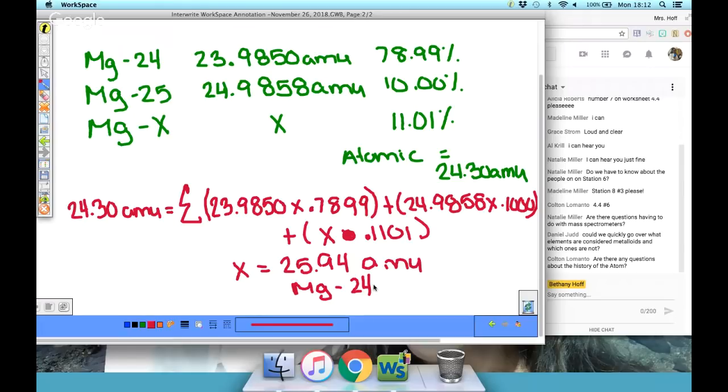Daniel, I'll go over elements which are considered metalloids and which ones are not. I'll go over that in just a minute. And Colton, are there any questions about atomic history? You should know some general ideas about that. You should know just some of the main people. So I would definitely review your notes that you took for those videos. There were some videos that we looked over, so I would just quickly review those so that the names and things like that and what they did are kind of familiar. I don't think that there's a lot of questions, but I think there might be one or two.